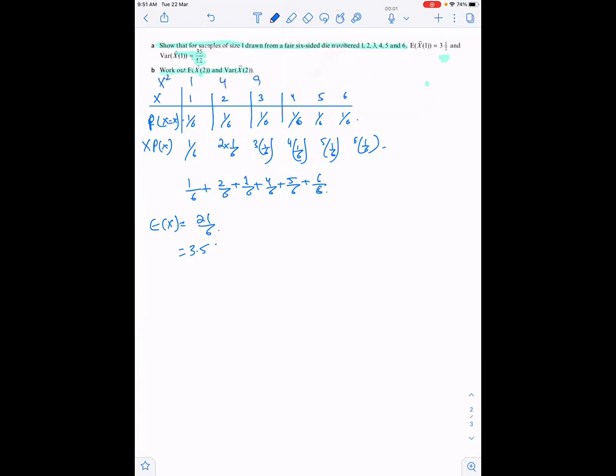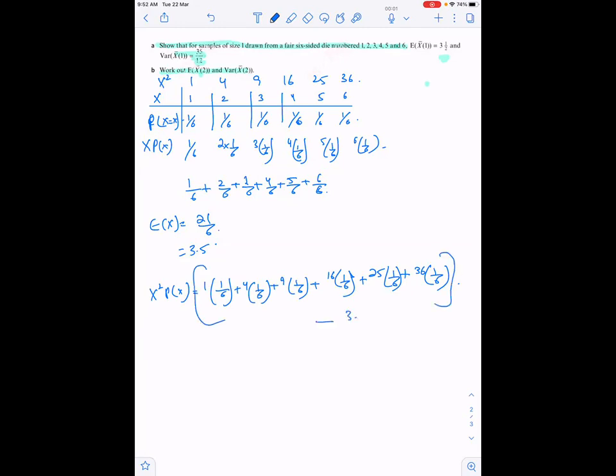And the variance, obviously you have to square these numbers, x squared. So 1, 4, 9, 16, 25, and 36. And the sum of x squared p(x) is going to be 1 into 1/6, 4 into 1/6, 9 into 1/6, 16 into 1/6, 25 into 1/6, and 36 into 1/6. Then this answer minus the mean squared.